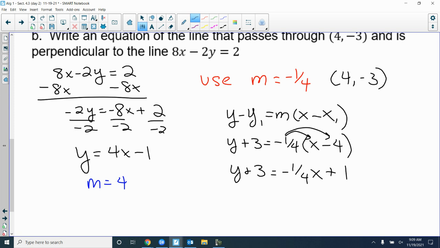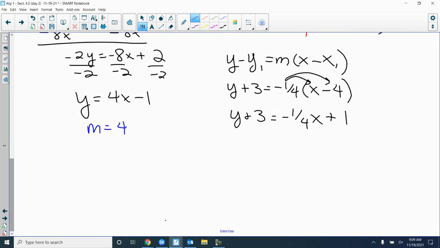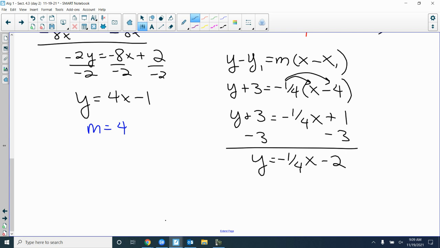Plus 1. And let's see here. Subtract 3. Y equals -1/4 x minus 2. Nothing different from what we've been doing. This is all finding equations of lines. And from the beginning of the week to now, there's been a lot of improvement.